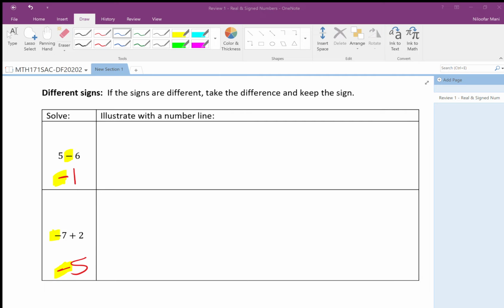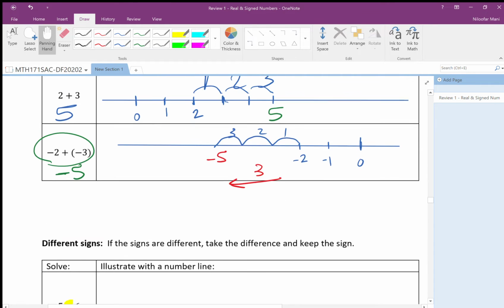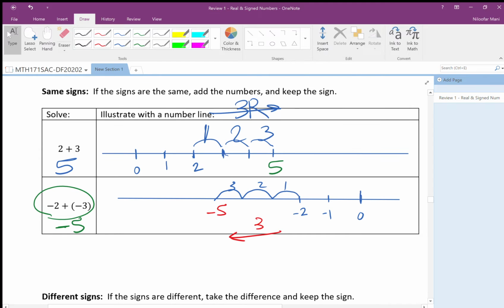Everyone, we continue on the lesson. So here I was talking about how to add and subtract positive and negative numbers. I said if we have two positive numbers, we can just add them. It's very easy. We just add them.